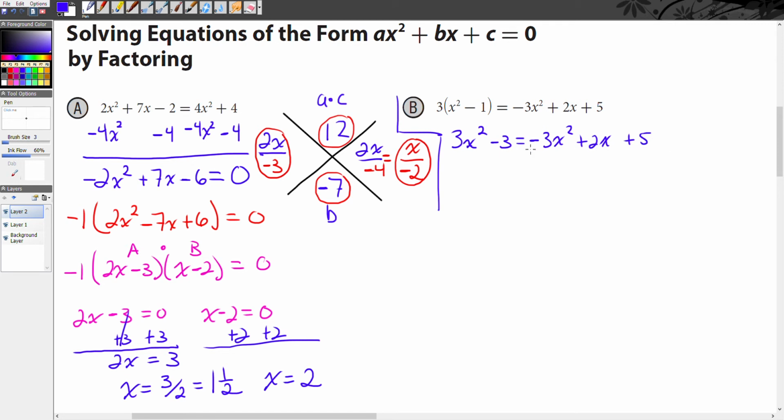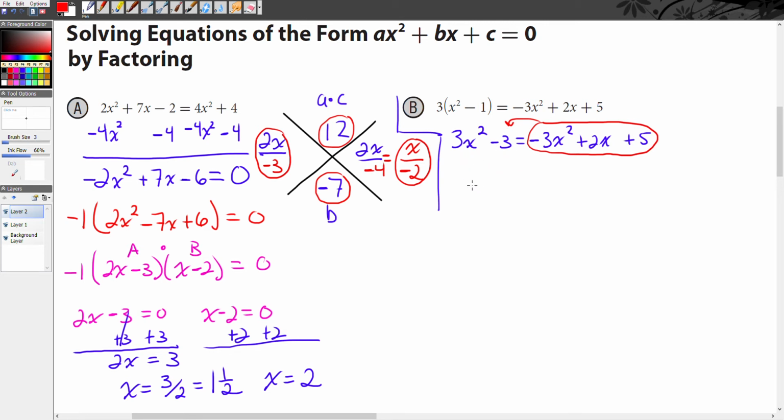Okay, and again, we need to set this equal to 0. So if I think of this as a magic bridge type situation, I want to take all of this and bring it over to this side of the equation, which will change the sign of everything. So if I rewrite it that way, it's going to look like this.